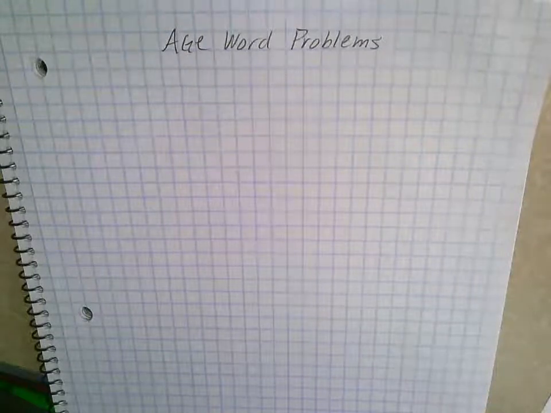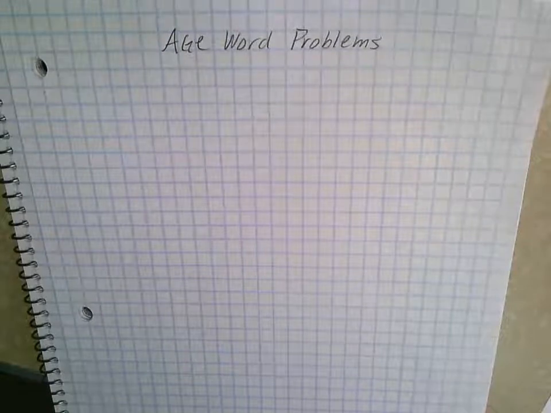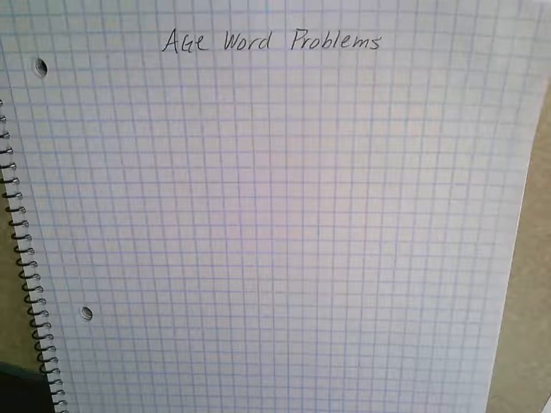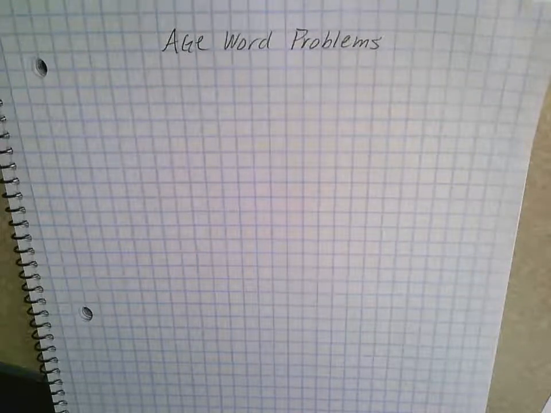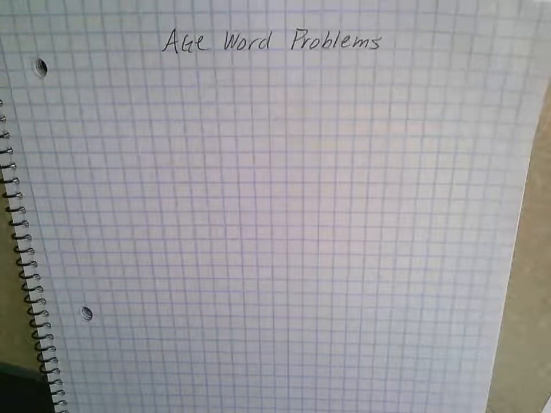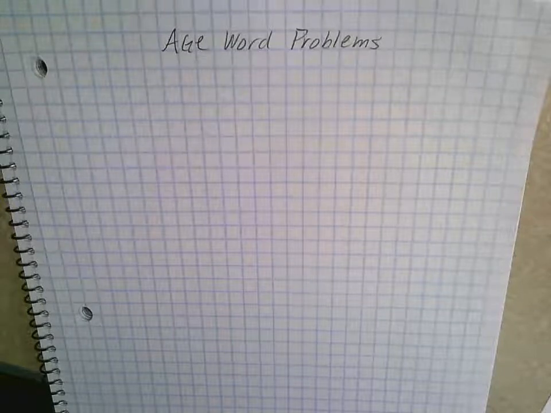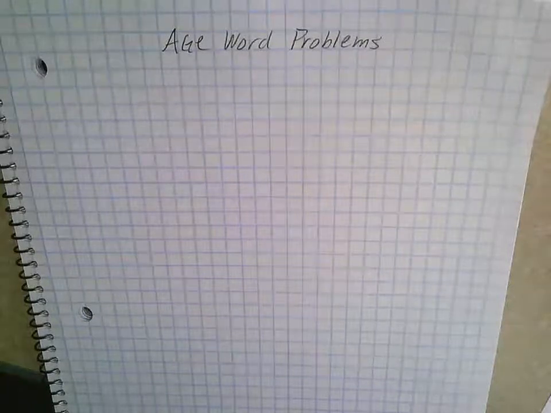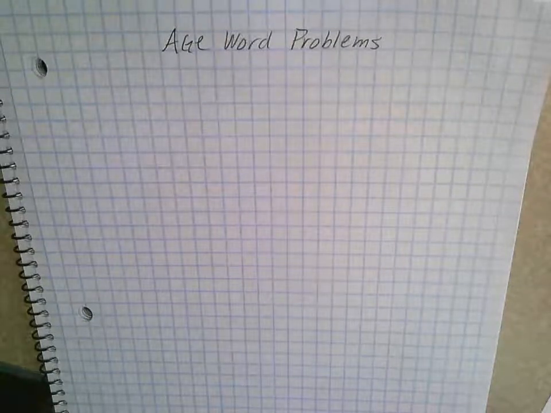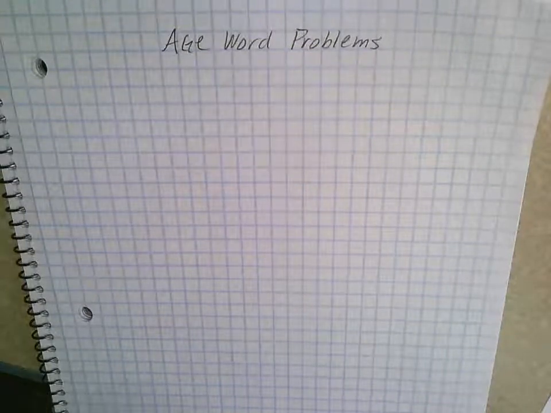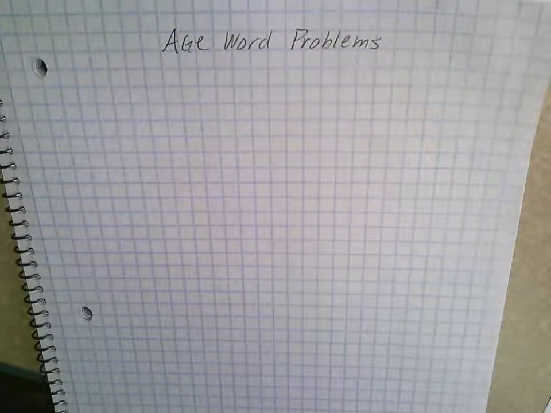It's generally talking about two people, sometimes three, and it is saying that one person is a certain number of years older or a certain number of years younger than another person, or that when you take their ages and add them together, they will sum to a certain amount, or when you subtract them, the difference will be a certain amount. So I'm going to show you a strategy today, an organizational strategy that helps with solving these problems.